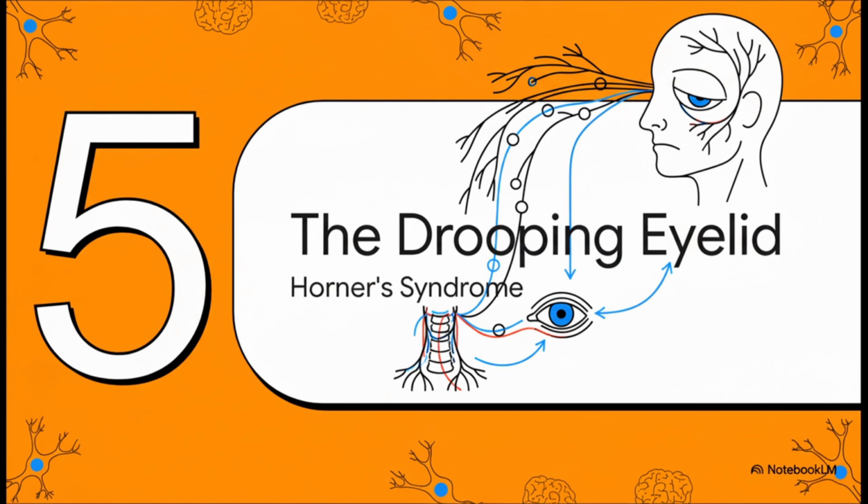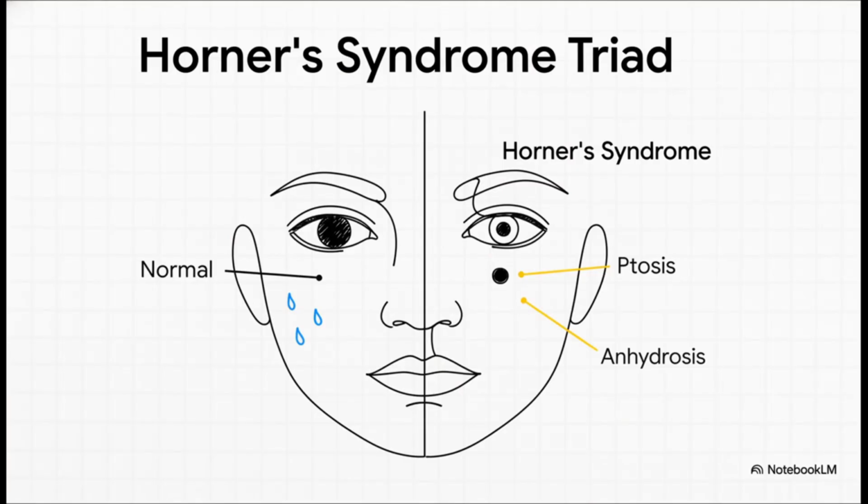This case is great because it introduces the role of the autonomic nervous system in the head and neck. Horner's syndrome is a classic neurological sign. It's caused by a disruption of the sympathetic nerve supply to one side of the face, and it presents with a very distinct triad of symptoms. First, you get partial ptosis, which is a mild drooping of the upper eyelid. Second, you see miosis, a constricted pupil. And third, you'll find anhidrosis, which is just decreased sweating on that affected side of the face.